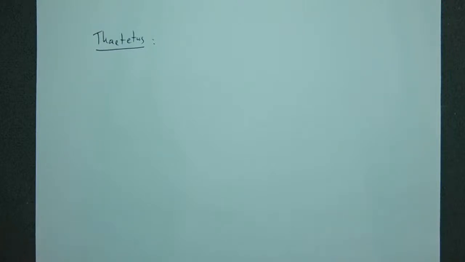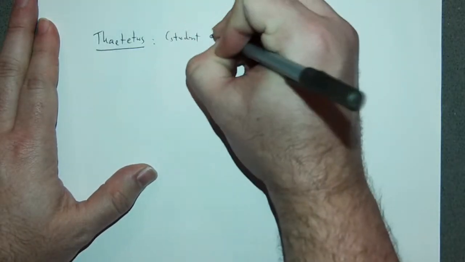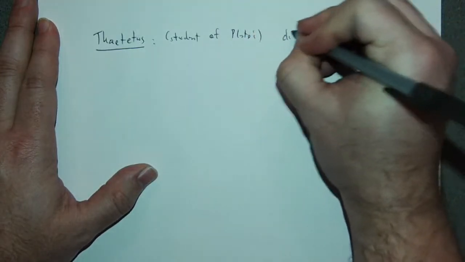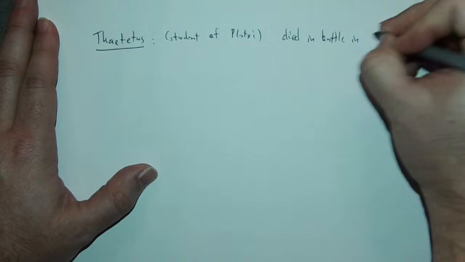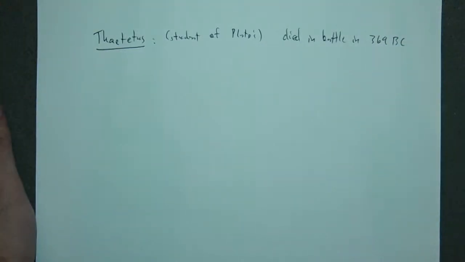So Plato had a student, Theaetetus. Theaetetus was a student of Plato's. He died in battle in 369 BC, and Plato dedicated a dialogue to him.